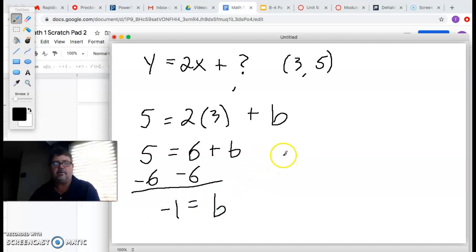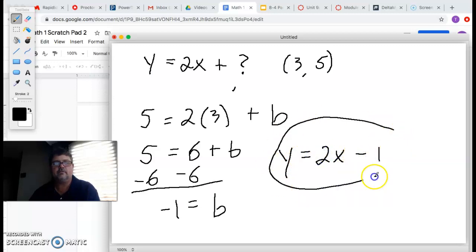All right, so now we're ready to write our equation. Looks like it's going to be y = 2x - 1.